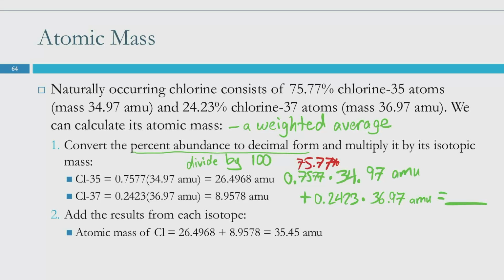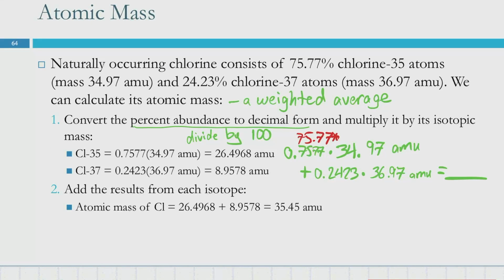And then you add those together. You can also do it in one step. An unweighted average is what you hopefully know how to do. So if we had two things, 35 and 37, and they have equal value, then we do 35 plus 37 over 2.